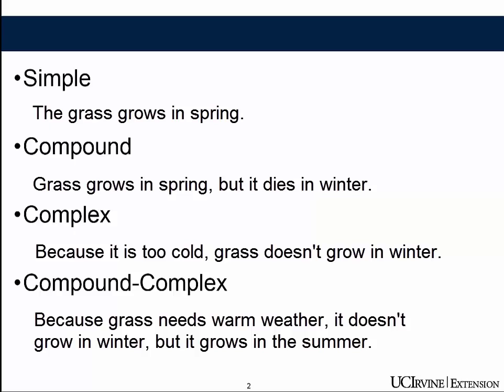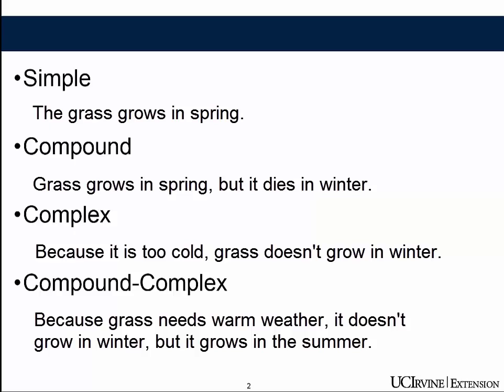The second type of sentence is a compound sentence, and a compound sentence joins 2 simple sentences together. "Grass grows in spring, but it dies in winter." "It dies in winter" is a simple sentence, and "grass grows in spring" is a simple sentence, and we joined those with a connector called a conjunction. "But" is a conjunction. You might have heard of FANBOYS. FANBOYS are conjunctions. We can talk about those in the forum if you don't know what that is.